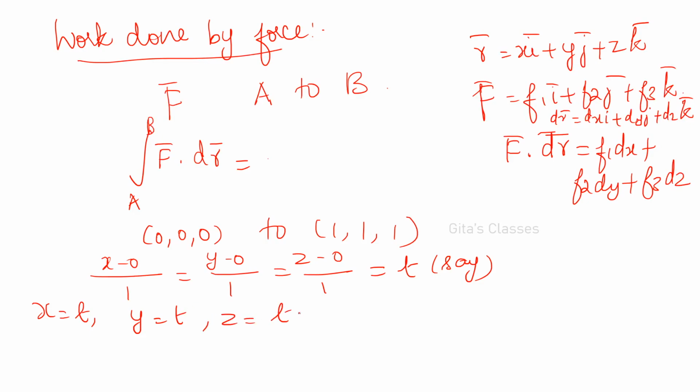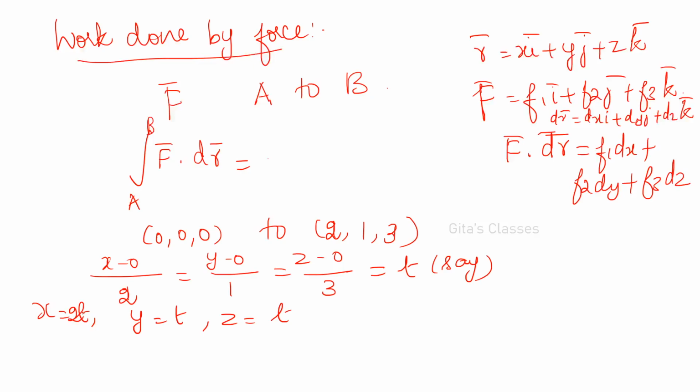Okay. So if the functions are not given, the parametric equations are not given, but the points will be given, you have to find them out. Suppose this is 2, 1, 3, then what will happen? x minus 0 by 2, y minus 0 by 1, z minus 0 by 3, right?